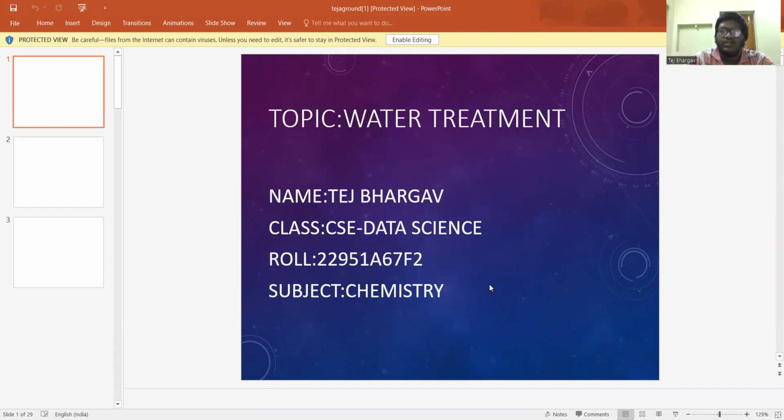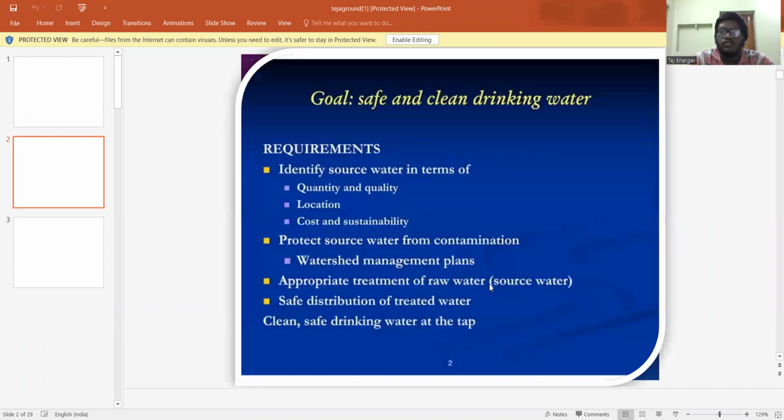Science. Today I am here to explain to you about water treatment. Our goal is safe and clean drinking water. Requirements: identify the source water in terms of quantity and quality. Second, location. Third, cost and sustainability. Protect the source from contamination, like watershed management plans, etc. Appropriate treatment of raw water, like source water, and safe distribution of treated water. Clean, safe drinking water at the tap.